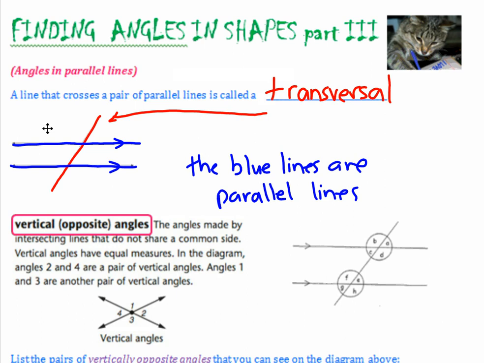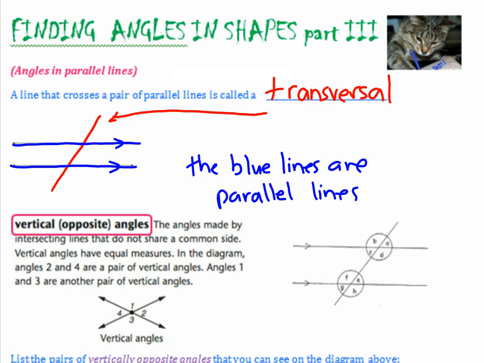So when you draw a transversal across a pair of parallel lines, it generates all these different angle relationships. For example, that's the same as that, that's the same as that, this one's the same as that one, this one's the same as that one, these two add to 180, these two add to 180, and so on. And so there's special names for those types of relationships, and that's what you're going to be learning in this video.